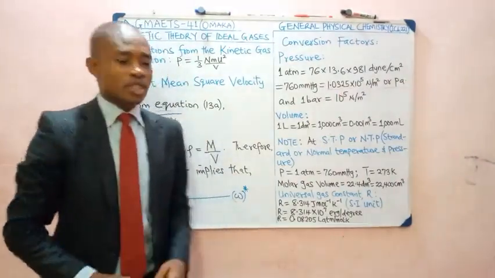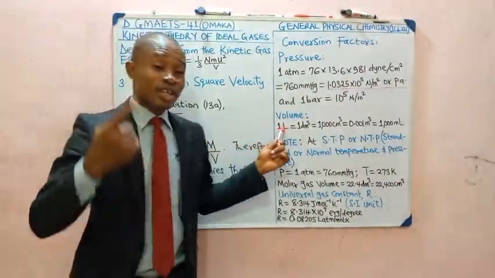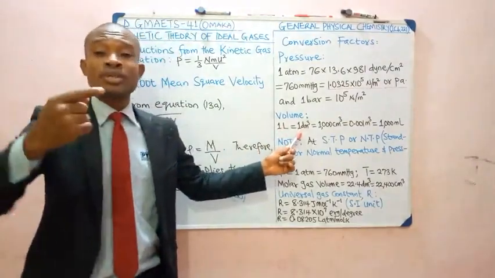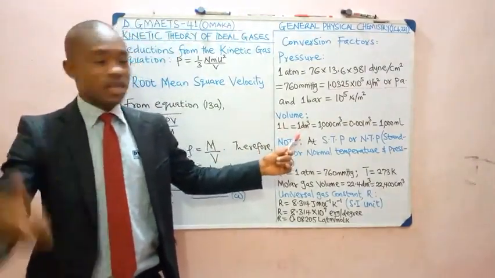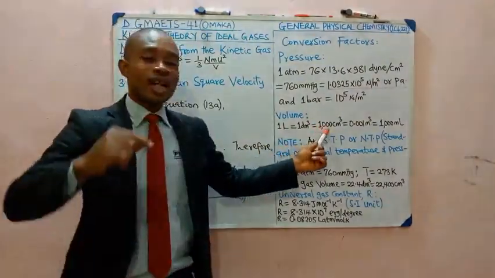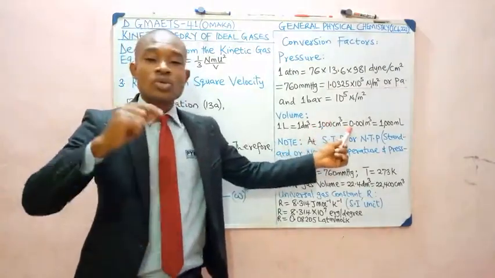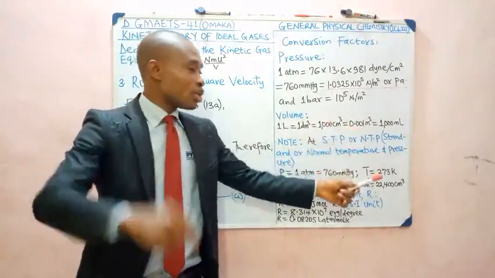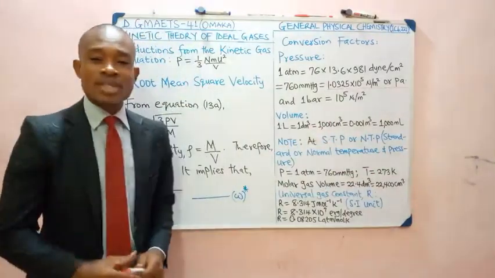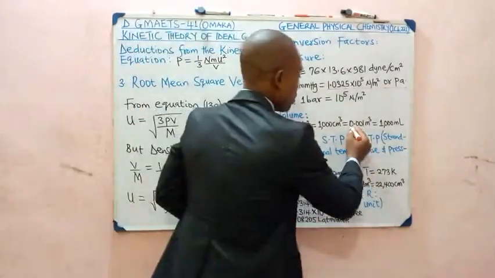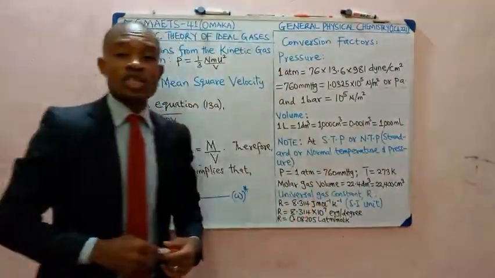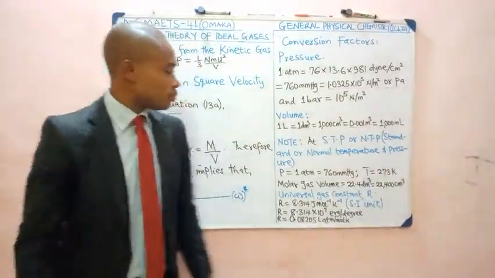Let's look at the volume conversion. Also very important for you to know about that. 1 liter is equal to 1 decimeter cube. That's 1 dm cube. And it is equal to 1000 centimeter cube. It's equal to 0.001 meter cube. It's equal to 1000 milliliter. Once again, permit me to underline this because that's the SI unit of volume.